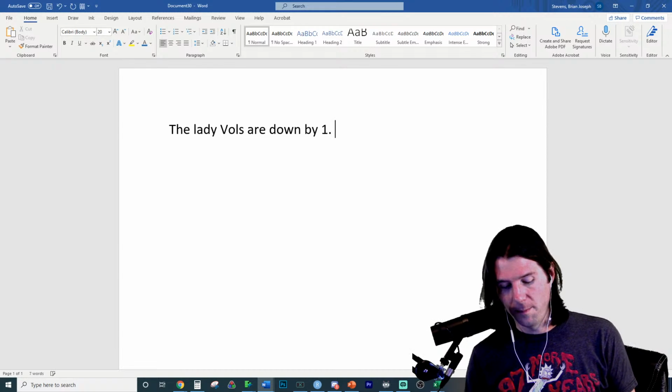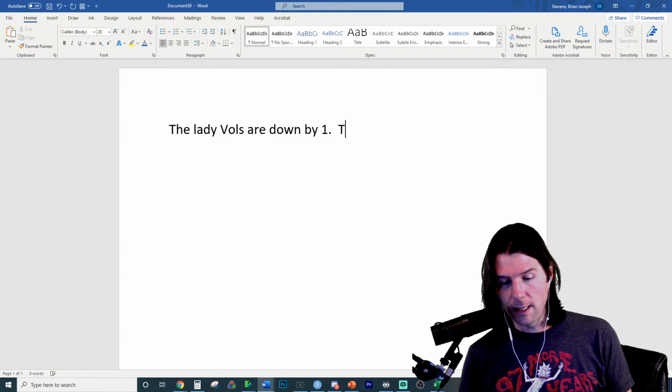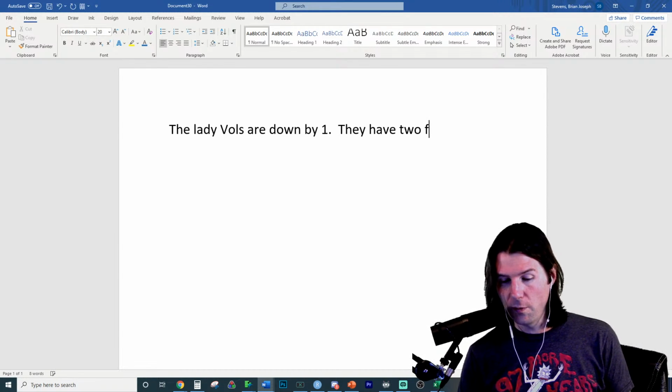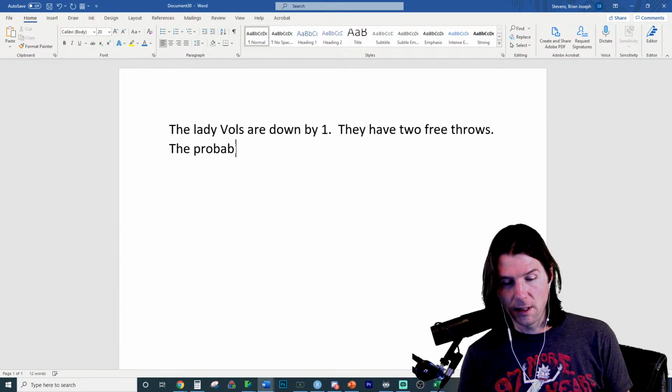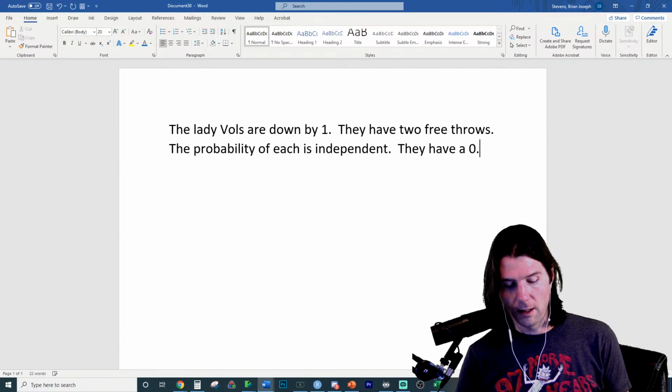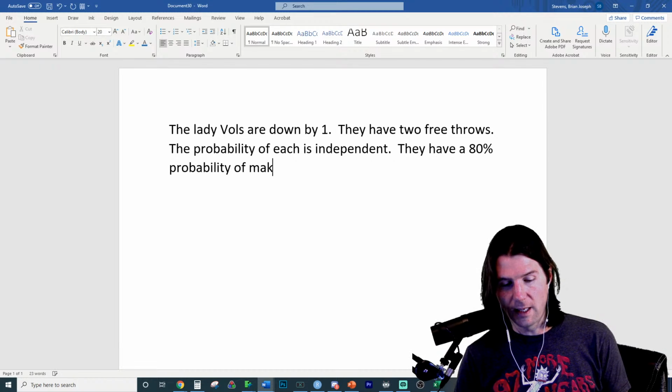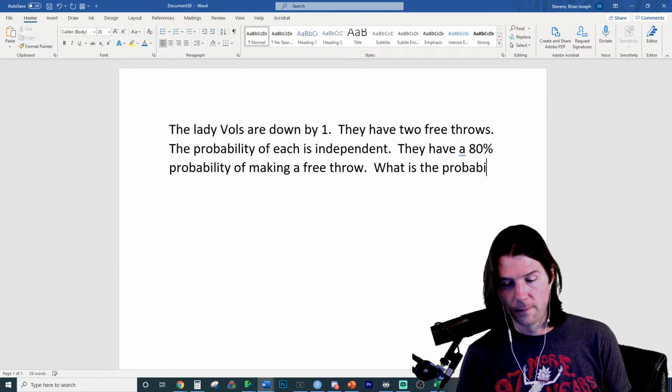The Lady Vols are down by 1. They have 2 free throws. I think you got it correct. The probability of each is independent. They have a 20%, or whatever, 20%. Oh, we can't do that to them. 80% probability of making a free throw. What is the probability of overtime?